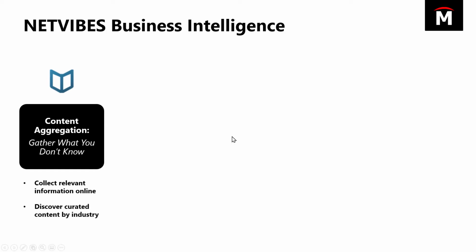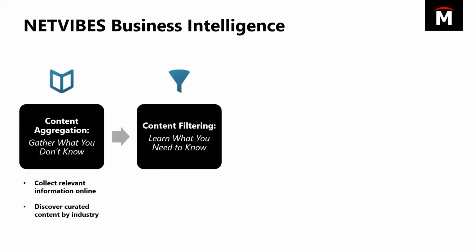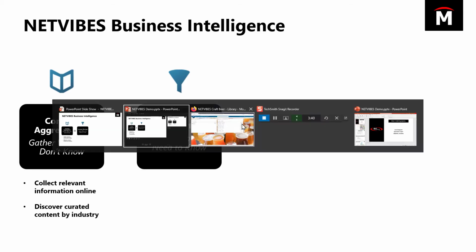So what did we just look at? We collected relevant information online, and we discovered that we can really easily gather curated content by industry. So let's go ahead and look at content filtering next.